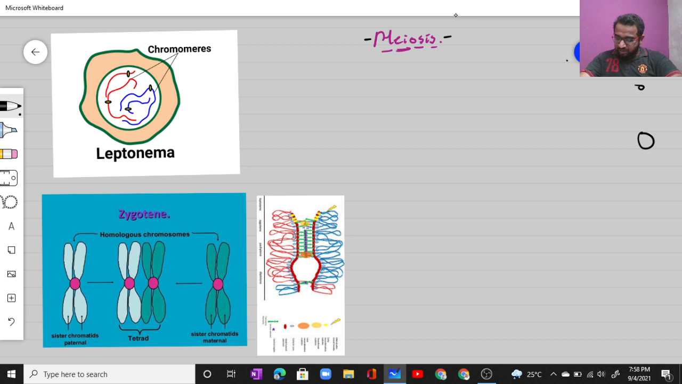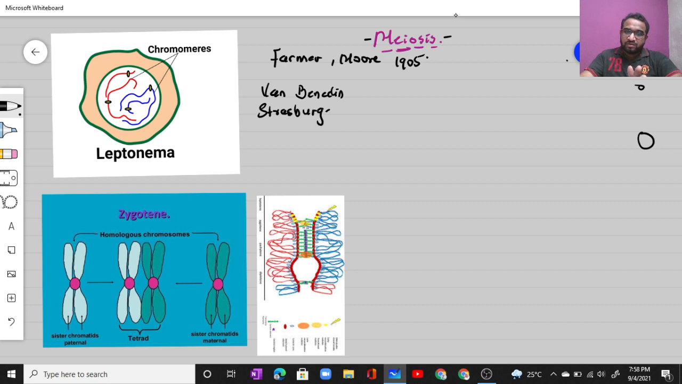The term meiosis was coined by Farmer and Moore in the year 1905. The division was first studied by around three to four scientists: Van Beneden, then Strasburger, who studied the division, and then Winiwarter and Sutton.